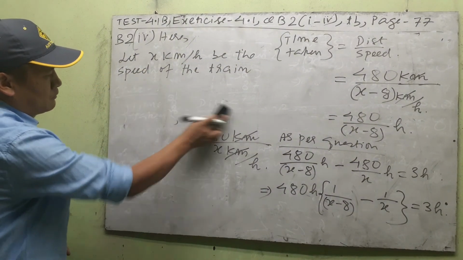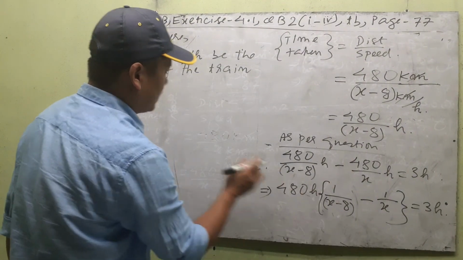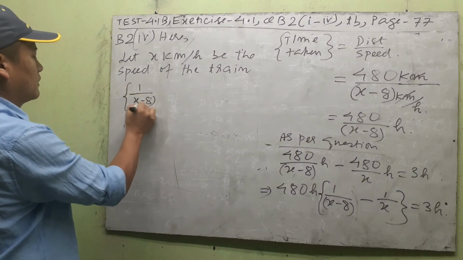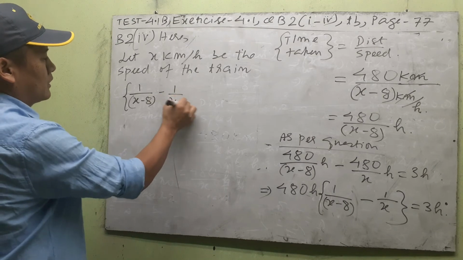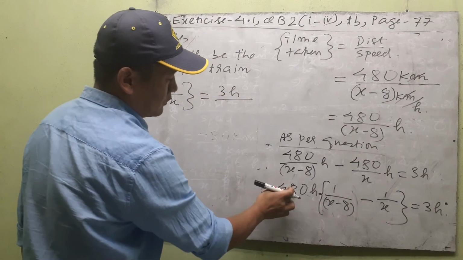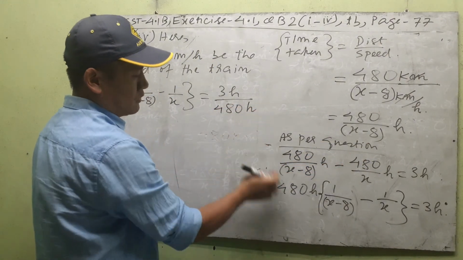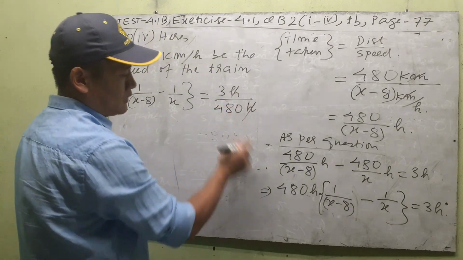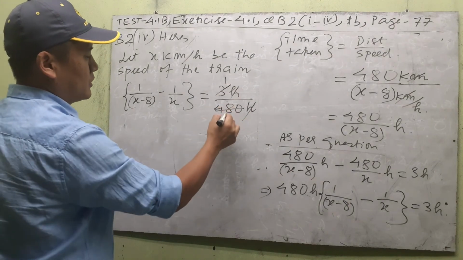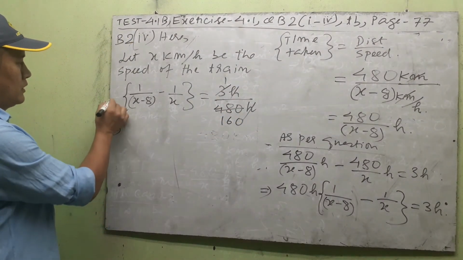We don't need this part anymore, so I'm just writing it out. So here now, this part, 1 by x minus 8 minus 1 by x in this bracket, is equal to 3 hour divided by this 480 hour. If you shift to the right side, it will go to the denominator, 480 hour. Up will go down. I'm shifting this to the right side. This one is the same. And 3 ones are 3, 3 sixes are 18, 0. So let us solve this one.